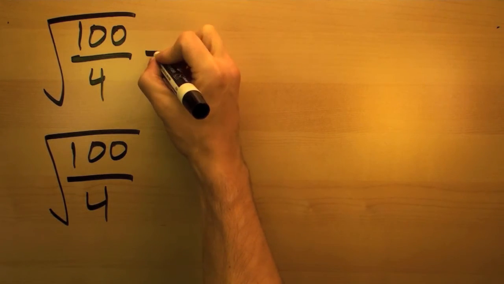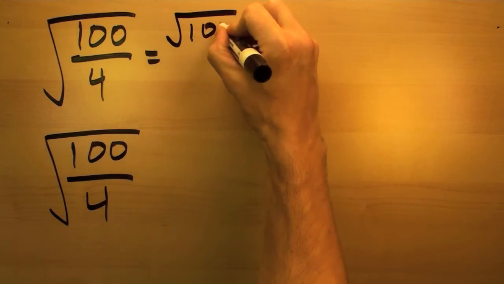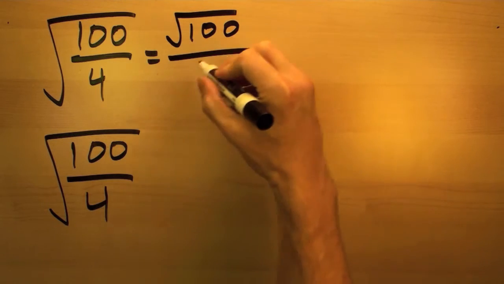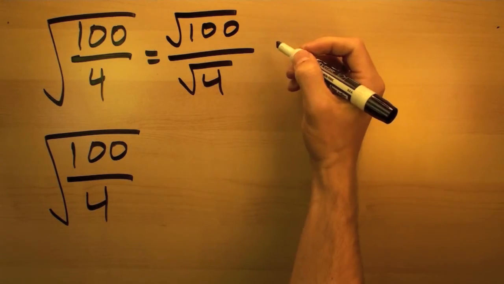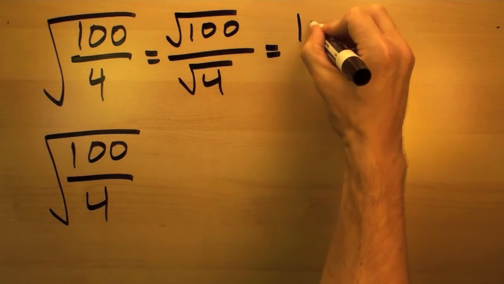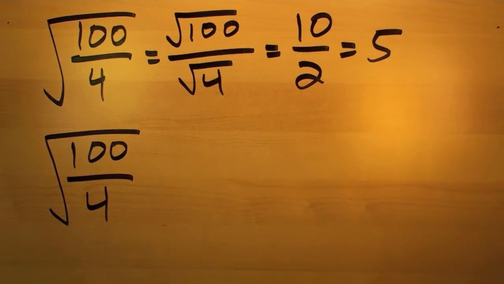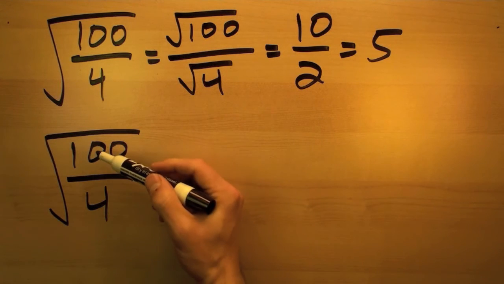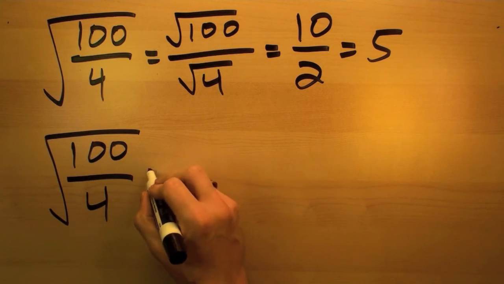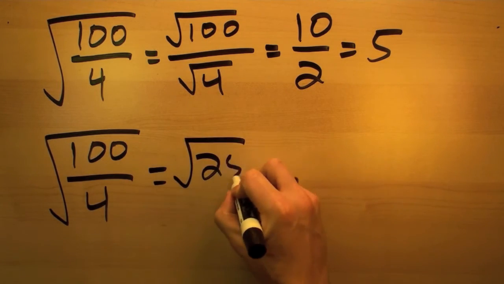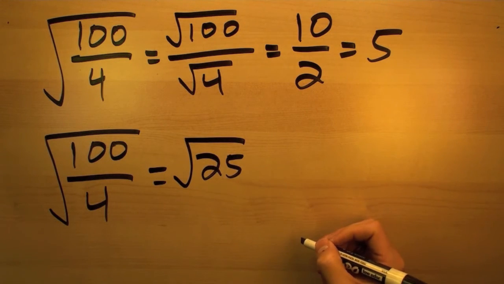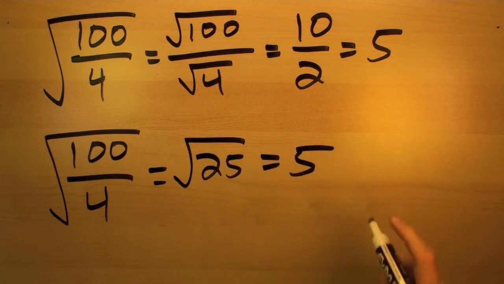So we could first break this up into the square root of 100 over the square root of 4. Well, the square root of 100 is 10, and the square root of 4 is 2, giving us an answer of 5. Or we could simplify our fraction first, giving us the square root of 25. The square root of 25 is 5.